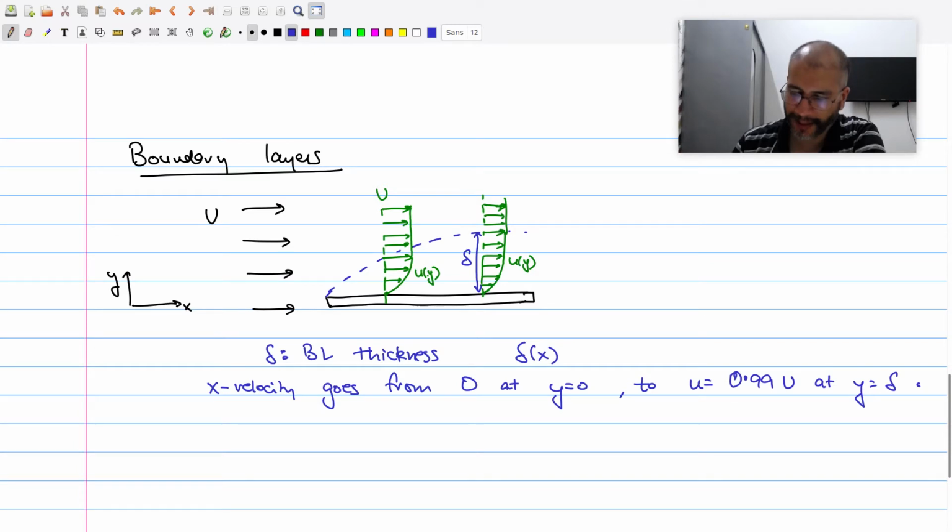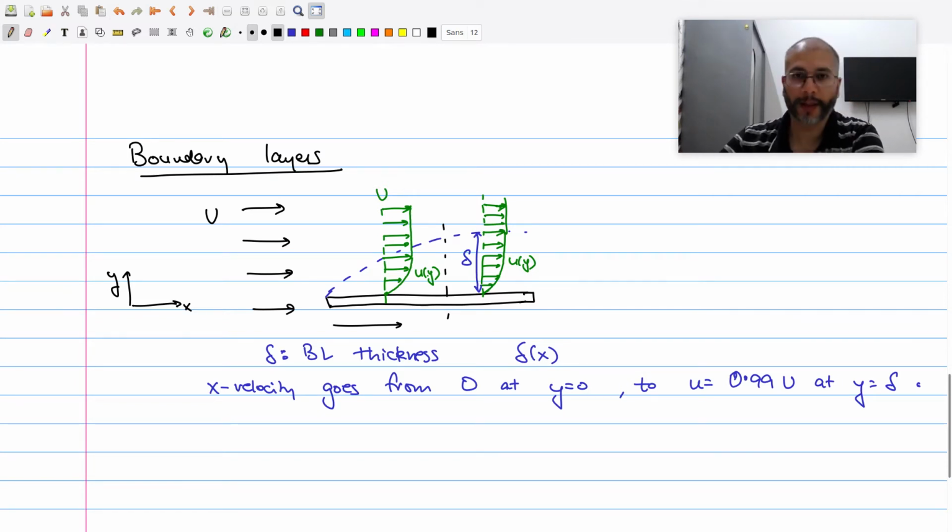So for any given x distance along the plate, any distance x from the left, if you were to find the size of the boundary layer, then basically you start with y equal to 0, you start going up until you reach that point where the small u value has become equal to 99% of the free stream velocity capital U, and that is what we denote as the boundary layer thickness.